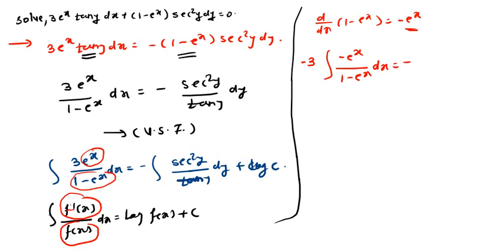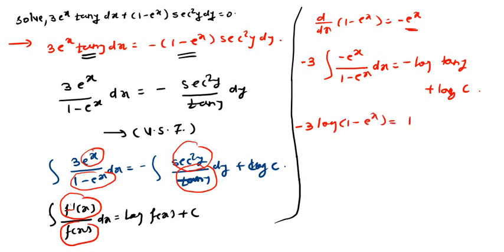minus. Now it is clearly tan y is a function and sec square y is its derivative, so the answer will be log of tan y plus log of c. So what will happen, this will be minus 3, the integration of this will be log of 1 minus e raised to x, and this will be log of tan y to the power minus 1 plus log of c.